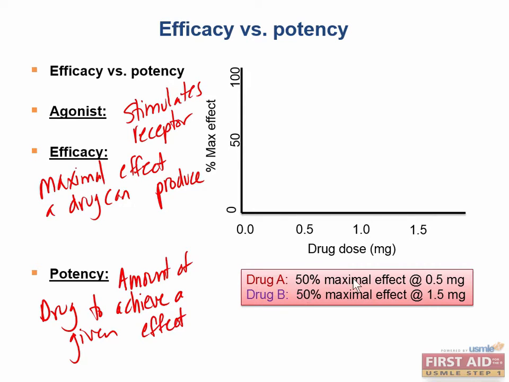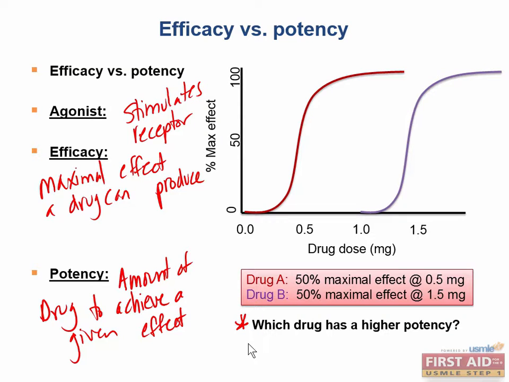Drug A requires 0.5 milligrams to produce half of its Vmax. So here is our drug A, our red line here. Drug B, on the other hand, requires 1.5 milligrams to produce half of the Vmax. So let's draw that into our chart here. This is the question that I want you to answer. Which drug is more potent? Well, even if you're guessing, it's a 50-50 guess, but I don't want you just to guess, I want you to know why. Drug A will have a higher potency. Remember that an increase in potency means less drug is needed to reach a given effect.